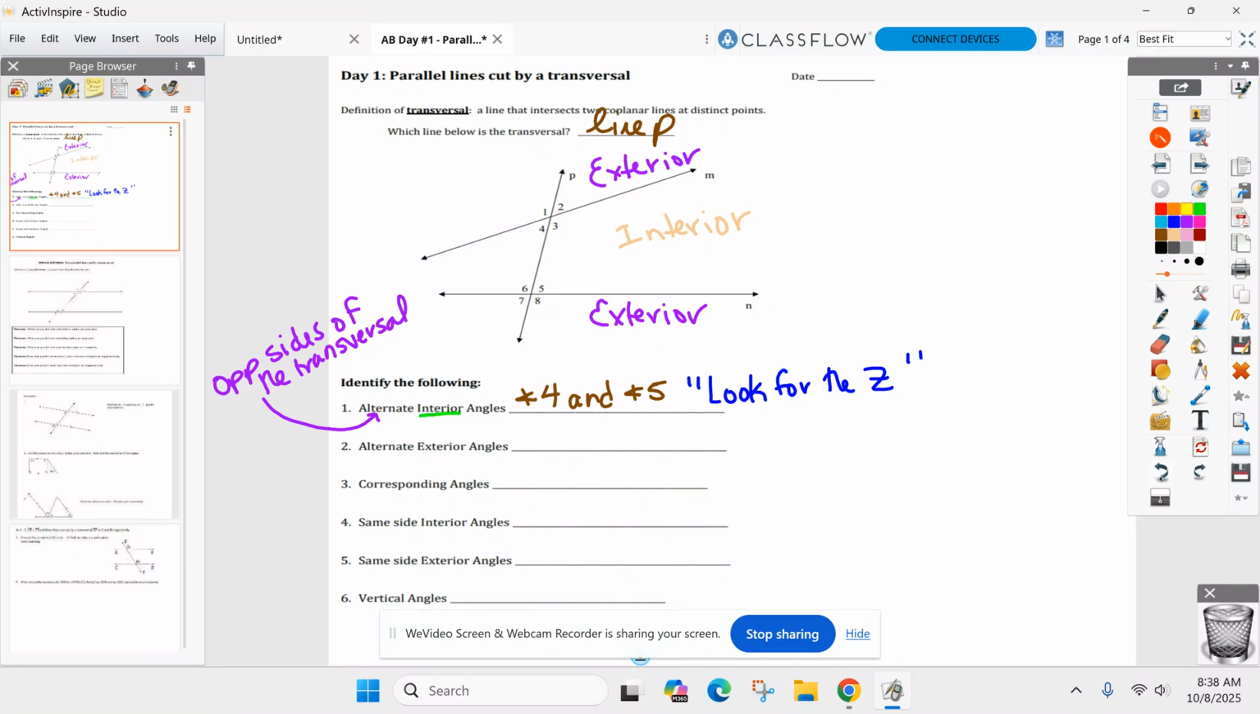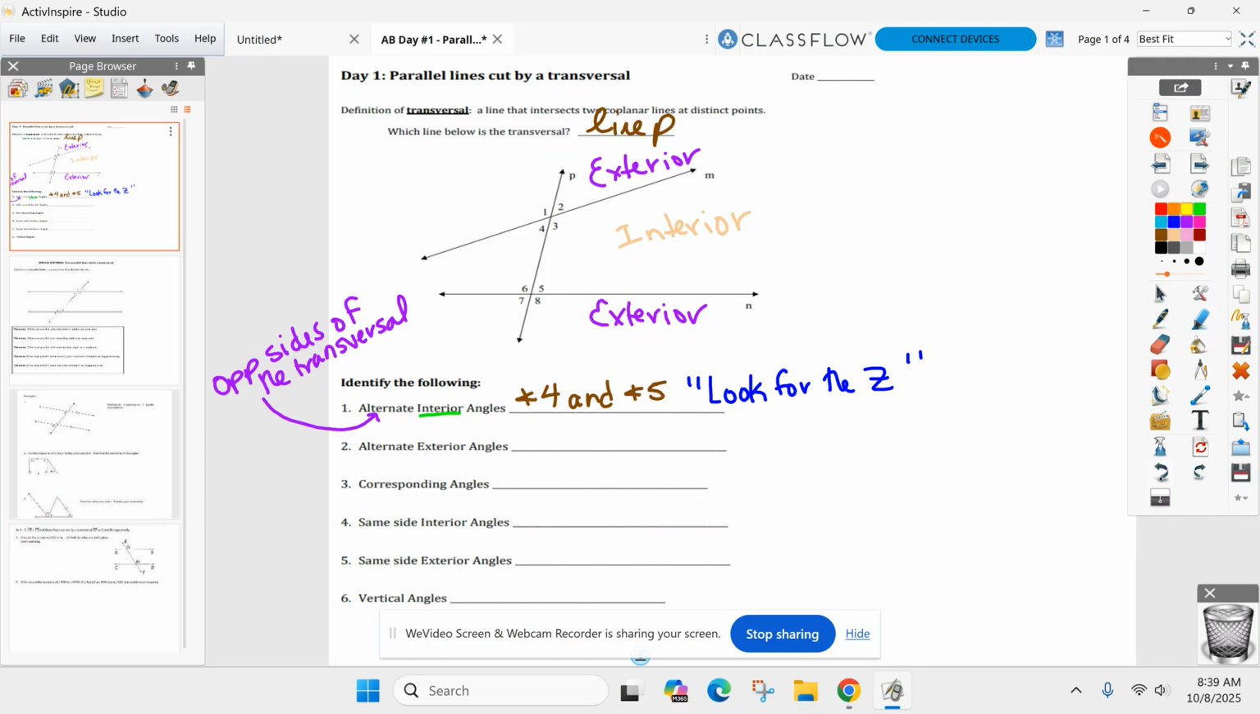Questions? That's just one pair, alternate interior. Next pair, alternate exterior. All right, alternate tells me opposite side of the transversal. Exterior tells me outside, outside now. Alternate exterior. And don't give me any linear pairs. I don't want linear pairs. We know they're linear pairs. They're not anything else but linear pairs.